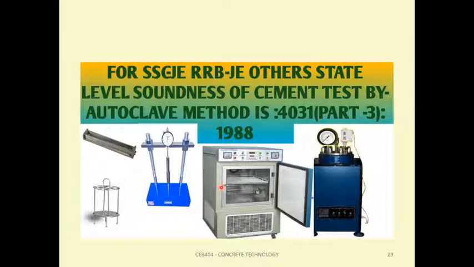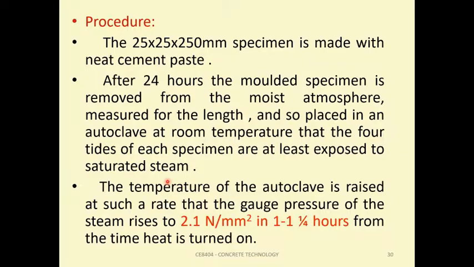It is placed in the autoclave machine, then taken out, and the change in expansion is measured using the length comparator. In this test, a specimen of 25 x 25 x 250 mm is cast. After 24 hours of molding, it is removed and placed in an autoclave machine at room temperature. 4 stands are used for the specimens.